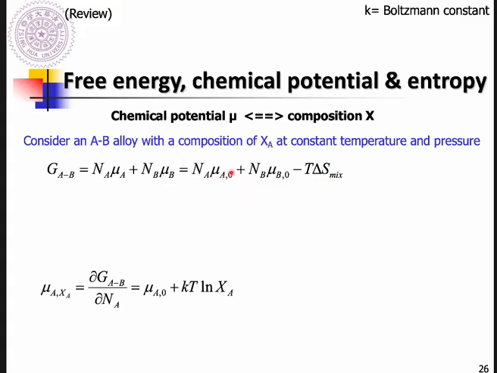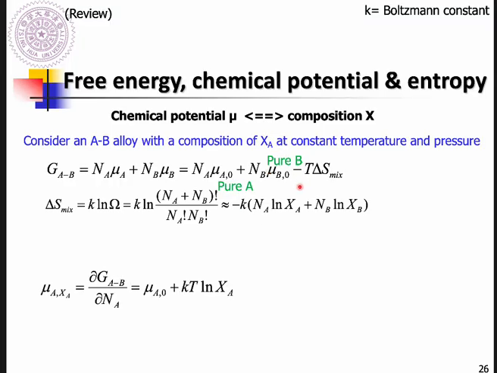So what is mu A0? It means the chemical potential of atom A in pure A metal, times how many atoms I have. The same idea for mu B0, the chemical potential of atom B in pure B metal. Then because this is an alloy, I mix A and B atoms together, so I have a minus, because mixing will lower the total free energy, so we have a minus T delta S mix.